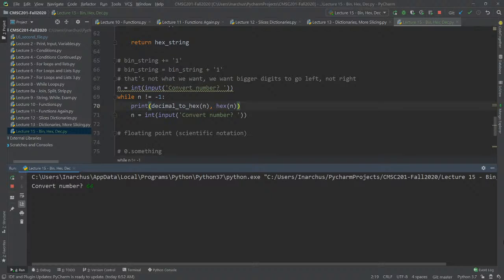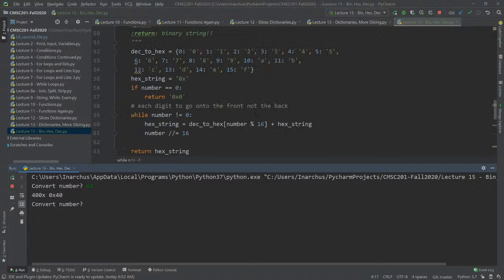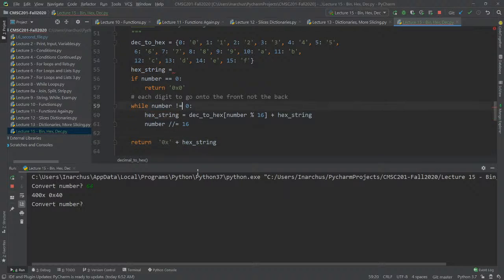I guess 0x, it should be like 20? No, 40. 40, yeah. Oh, wow, okay, so I did that wrong. That should fix that. Okay. There we go. Perfect.